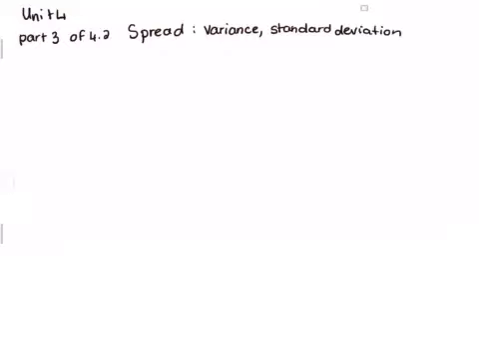Which is basically the same thing, one is just the square of the other. So this tells me how far the data is spread out around the mean.